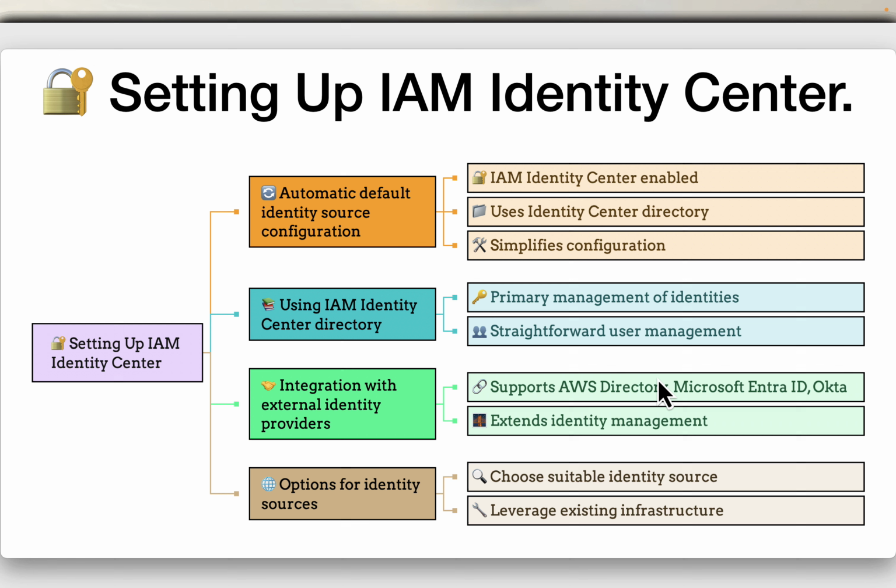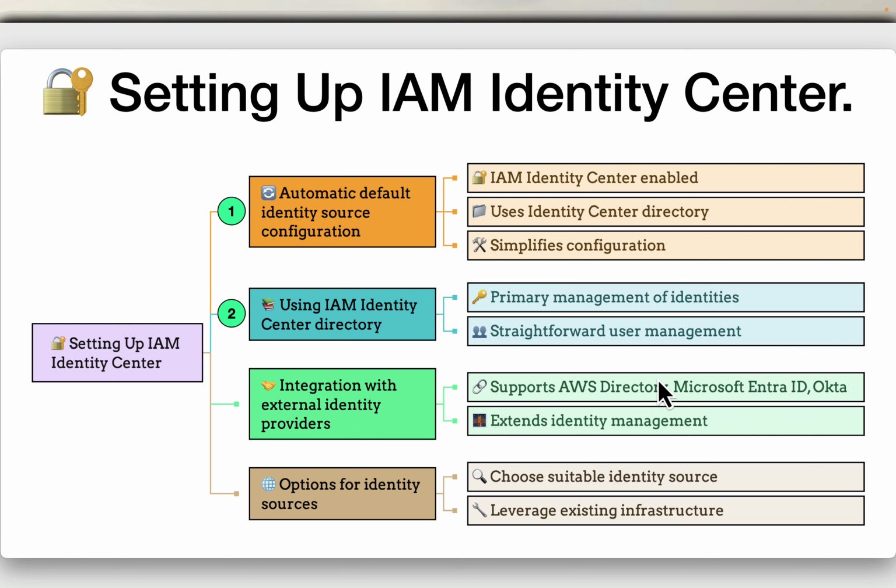Okay, setting up IAM Identity Center. 1. Automatic default identity source configuration. When IAM Identity Center is enabled for the first time, it is set up with an Identity Center directory. So it's automatically set up the first time with something called Identity Center directory as the default identity source. So we need a directory. Directory is used to create, for example, user IDs and passwords. And that is the default identity source, simplifying the initial configuration process.